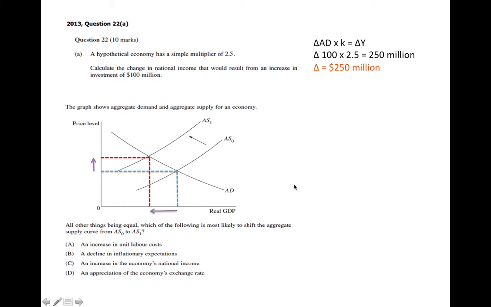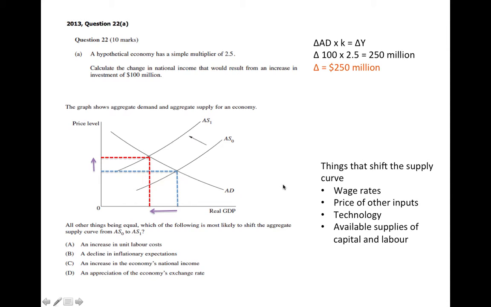So what we do need to consider, this aside, okay, is what are the things that shift the supply curve, okay? And things that shift the supply curve are wage rates, the price of other inputs, the price of materials going to what you're producing, technology, and the available supplies of capital and labour. Right. So if we know that these things are the things that shift the supply curve, we can have a look at our answers.